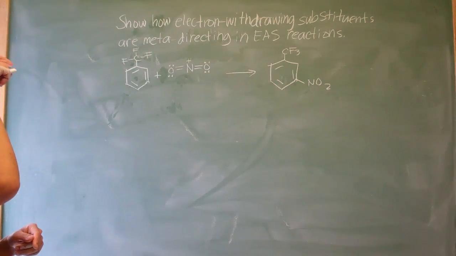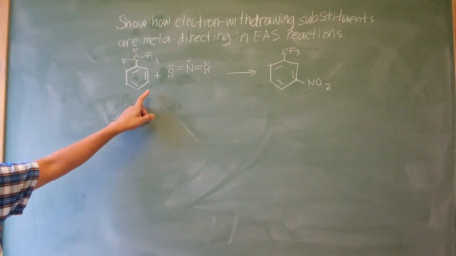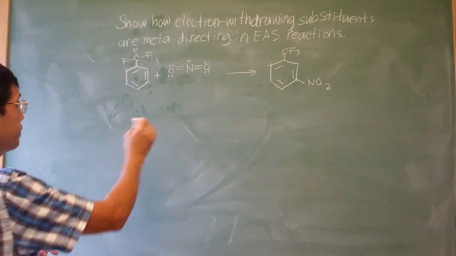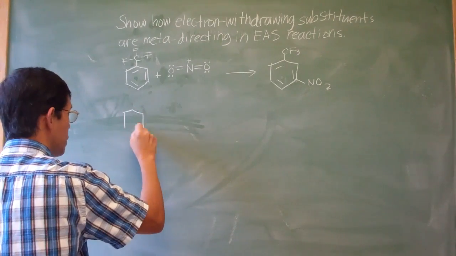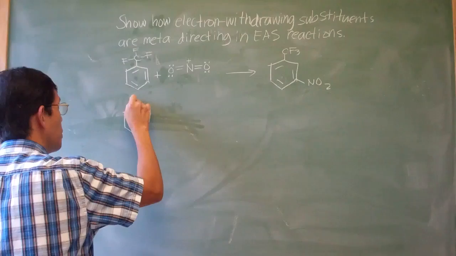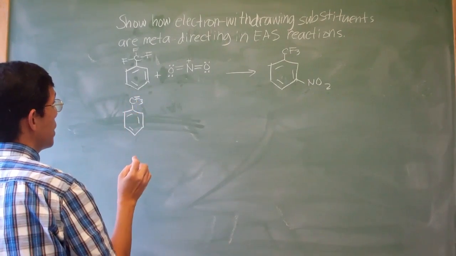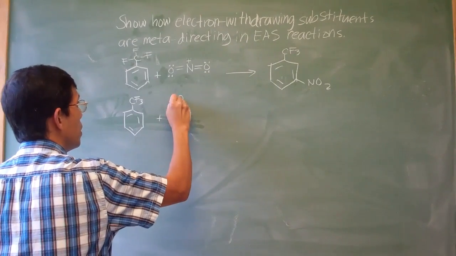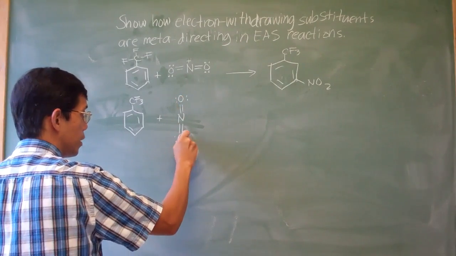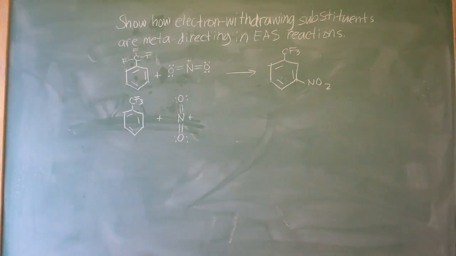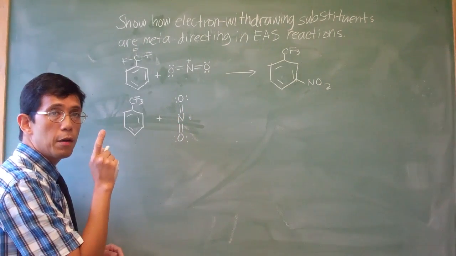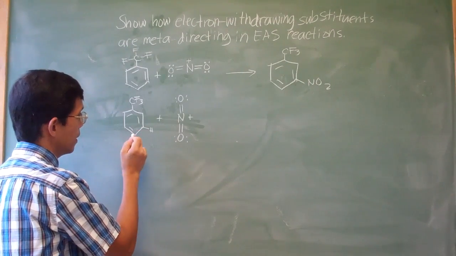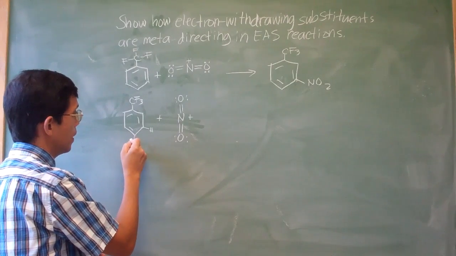Now, let's see why substitution at the meta position is favorable. All right, so this is trifluoromethylbenzene, CF3, plus N double bond O, 2 lone pairs on each oxygen, and you have a plus charge on your nitrogen. Alright, so we are doing meta substitution. We have an H there, and an H there, and an H there.